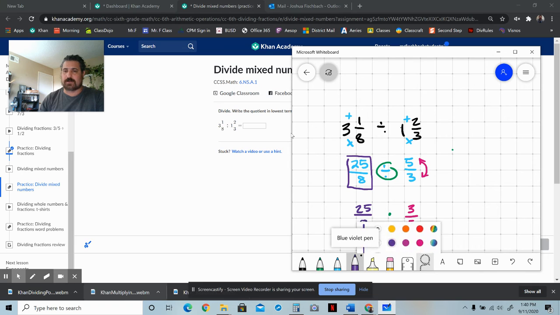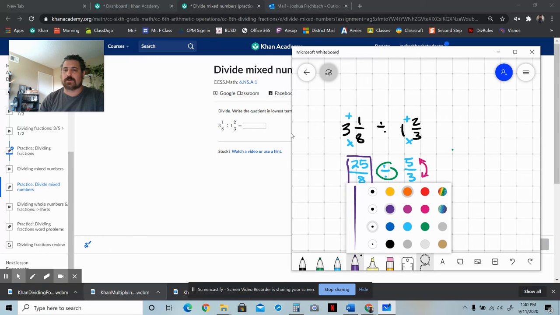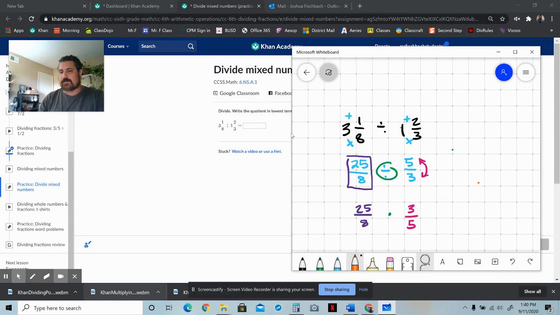So if I look at this more carefully, let's change the color here. How about like orange? I can see that 5 and 25 can be canceled by 5, right? So you can divide top and bottom by 5. 5 divided by 5 is 1, and 25 divided by 5 is 5. And then you're going to multiply across the top, across the bottom, and get your answer. 5 times 3 is 15, and 8 times 1 is 8.